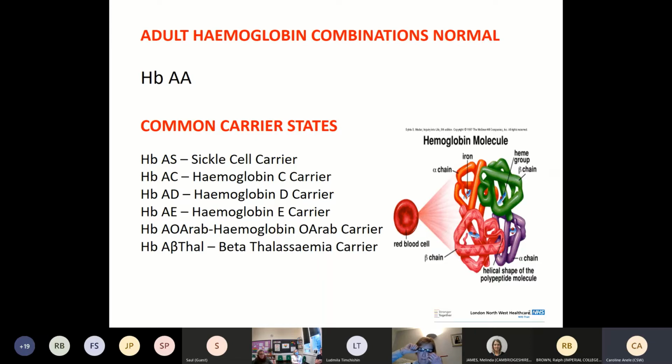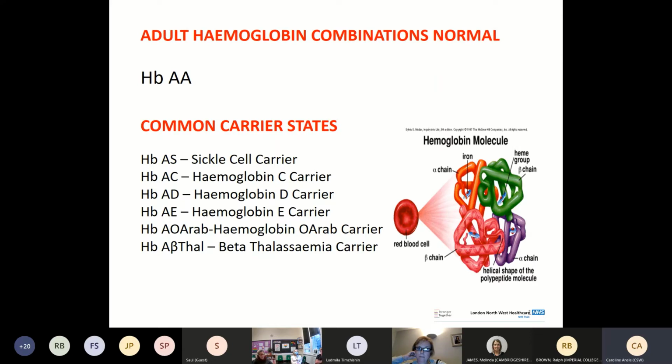However, some people don't always have A and A. Some might have a normal hemoglobin gene and an unusual hemoglobin gene. And the unusual hemoglobin gene and the normal hemoglobin gene is usually called a carrier. So if you've got the normal and the unusual, then you'll be called a carrier. Now, there are up to 1,000 different hemoglobin genes apart from the A.